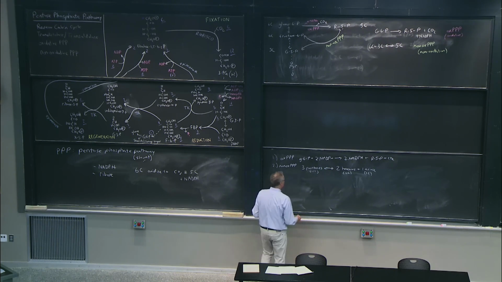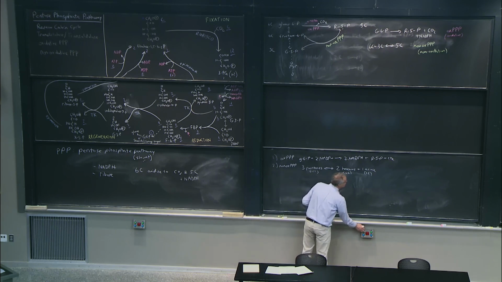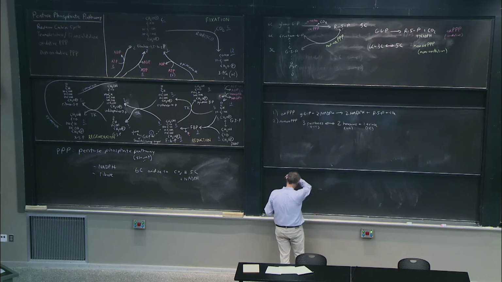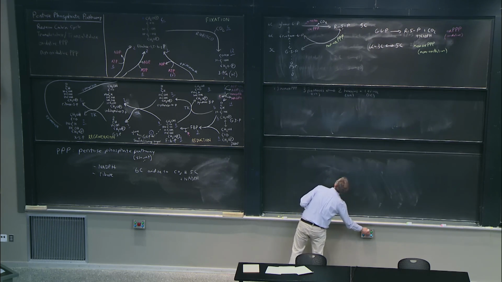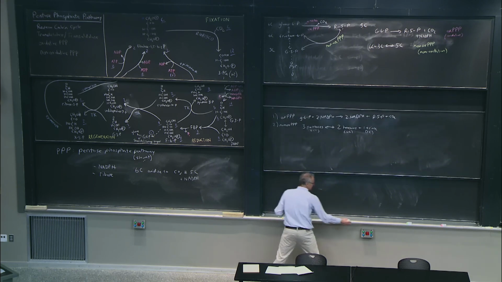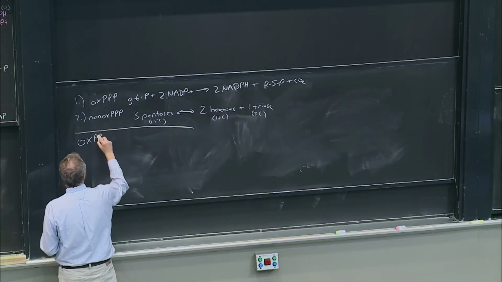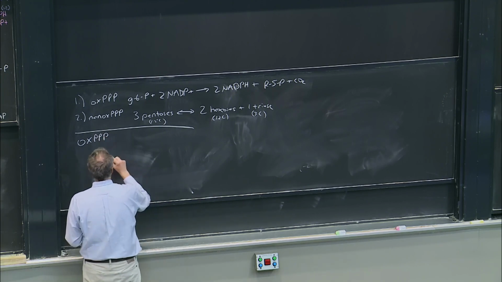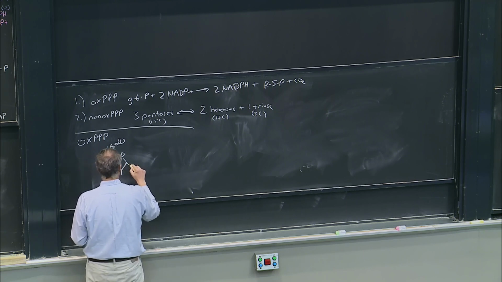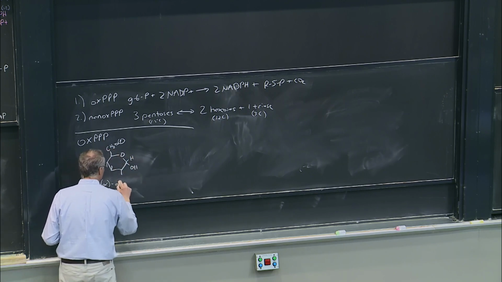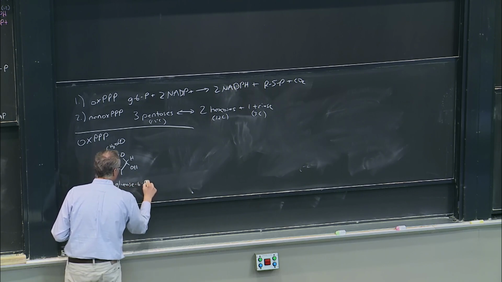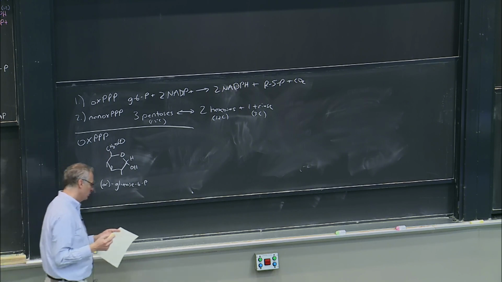All right, so let's start first here with the oxidative pentose phosphate pathway. And so this here would be alpha glucose 6-phosphate, okay?